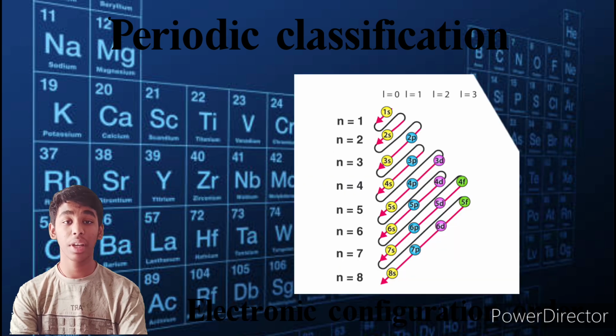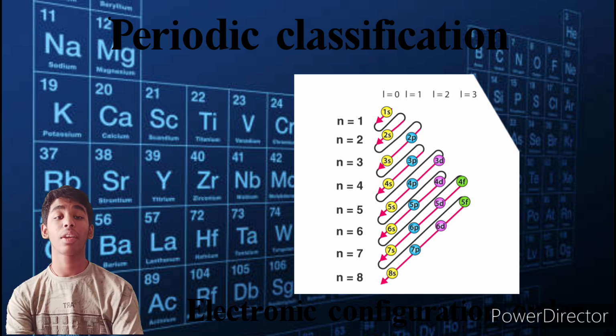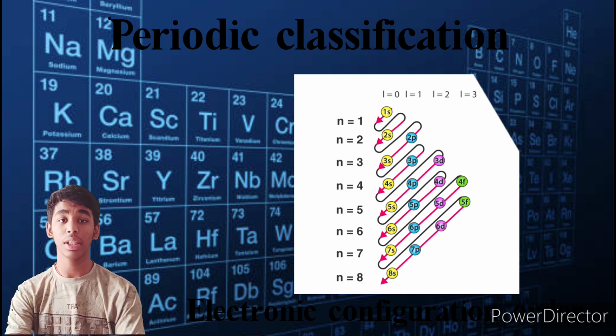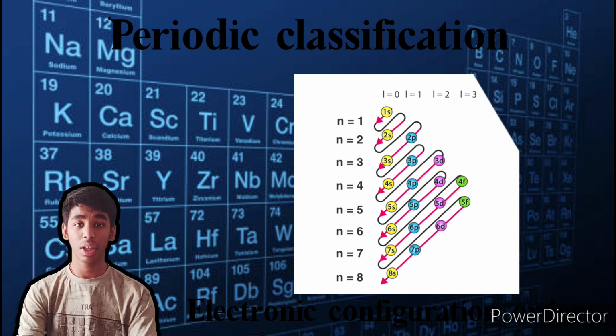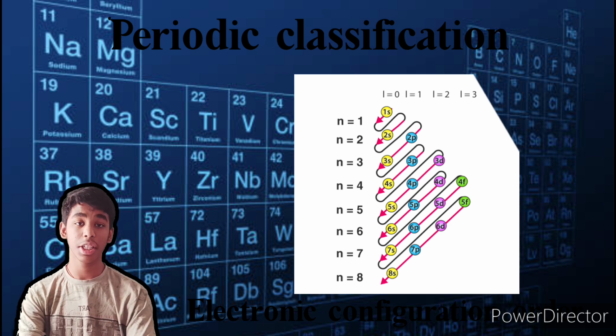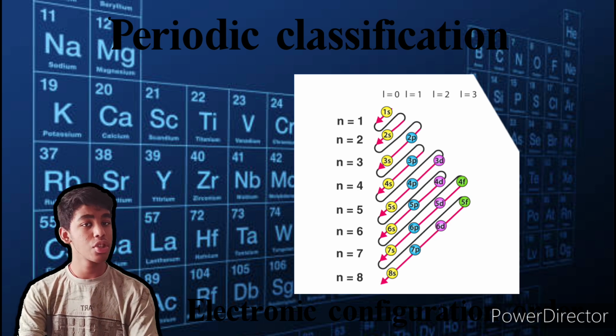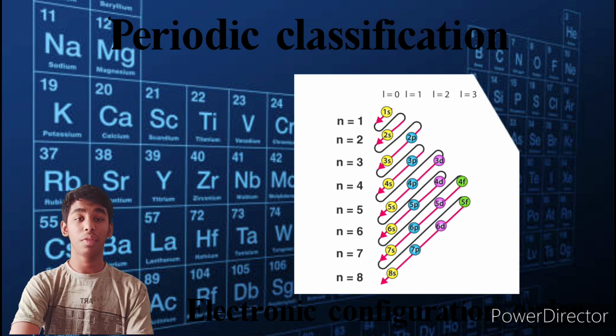The electronic configuration represents in which orbit and in which orbital the electron enters, and this is done using the nlx method. In the nlx method, n is the orbit number or the shell, l is the type of orbital, and x is the number of electrons present in that orbital. So this is about the electronic configuration.